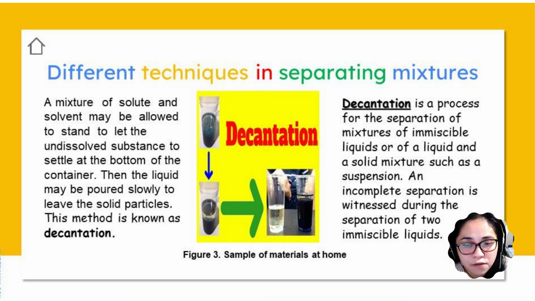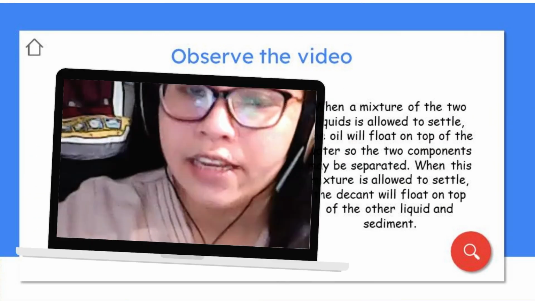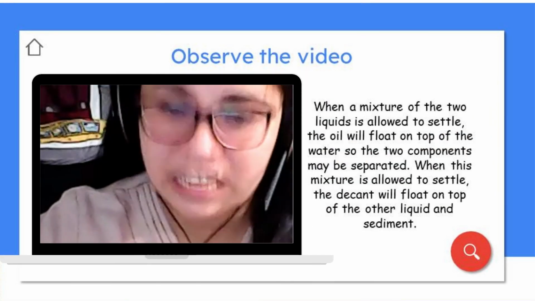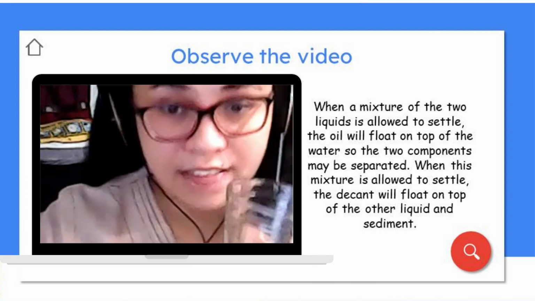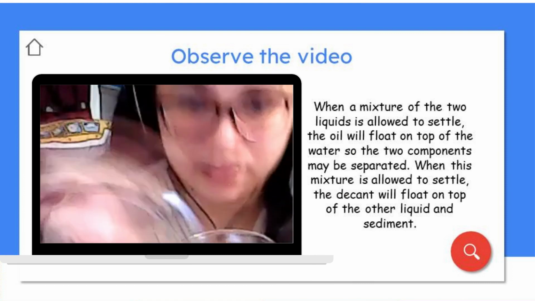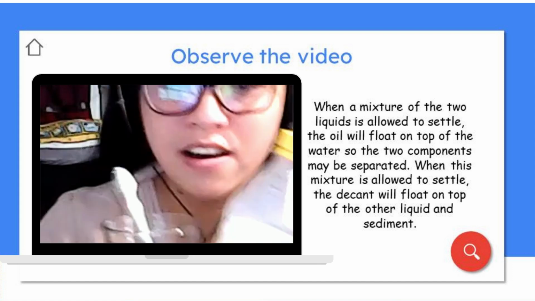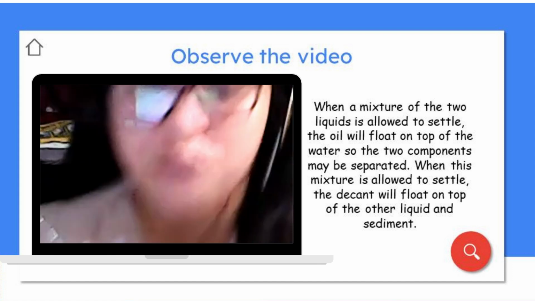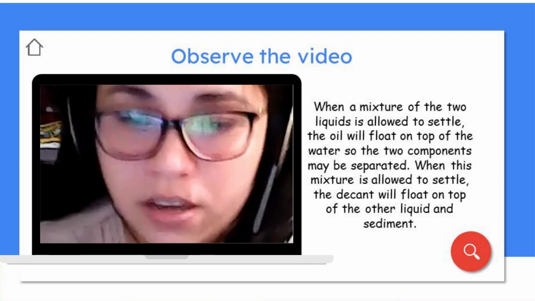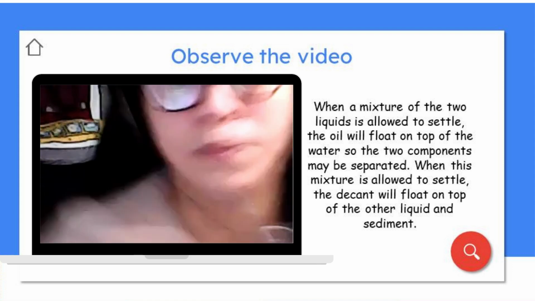Decantation is a process for the separation of mixtures of immiscible liquids or of a liquid and a solid mixture such as a suspension. An incomplete separation is witnessed during the separation of two immiscible liquids. Now, for this activity, we have the needed materials: clear glass, spoon as a stirrer, vinegar, and also we have oil.